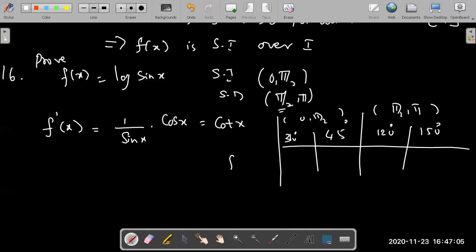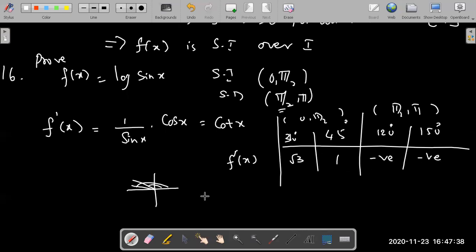So I'll see the f dash x value. When I give 30 degrees, that is cot 30, which is nothing but root 3. And 45 degrees, that means cot 45 is 1. 120 degrees, so that is in this quadrant, where only sine is positive. 120 degrees and 150 degrees, both are negative. This is negative, this is negative.